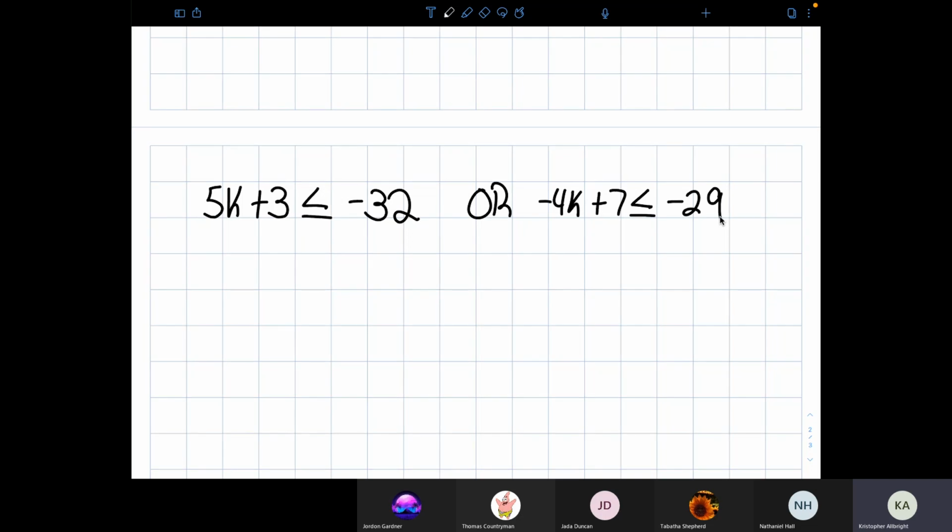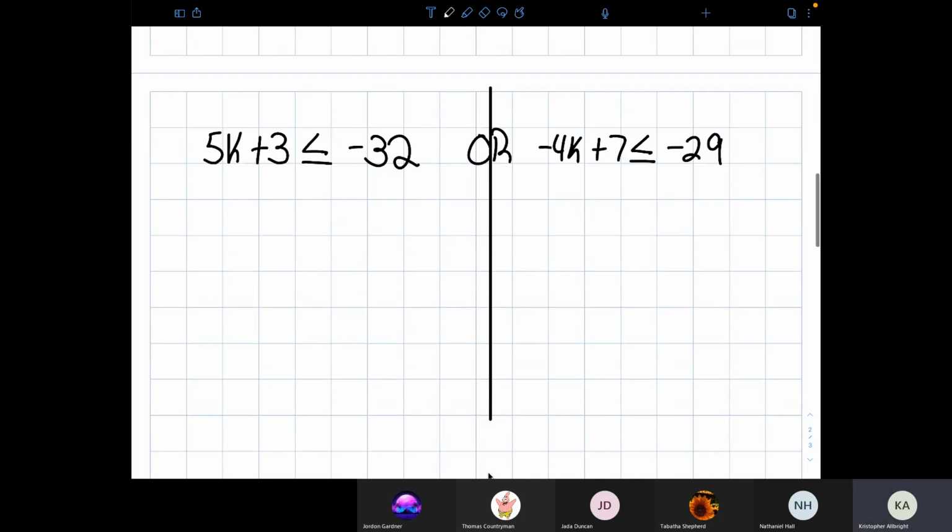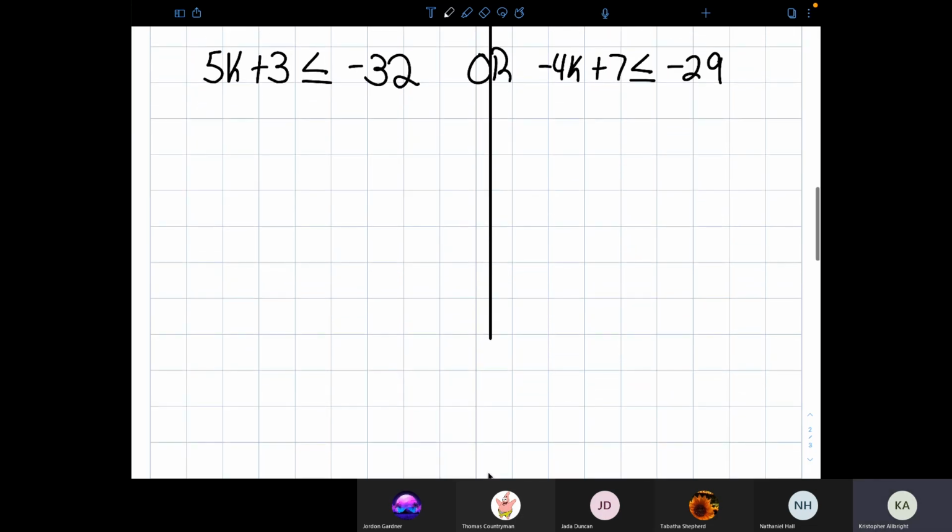Okay. Awesome. So when we start this, we're going to just pretty much divide the problem in half, right on this or. And we're going to work each one of them individually and then put them together at the end. So the first thing we need to do is get k by itself on each side. So I'm going to start on this left side and I'm going to subtract 3. So when we do that, we get negative 35 is greater than or equal to 5k.